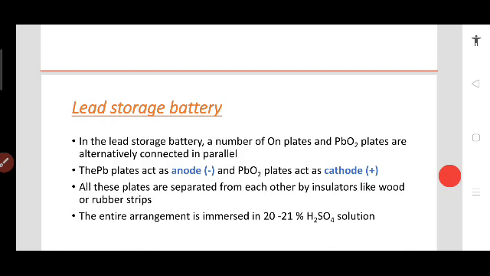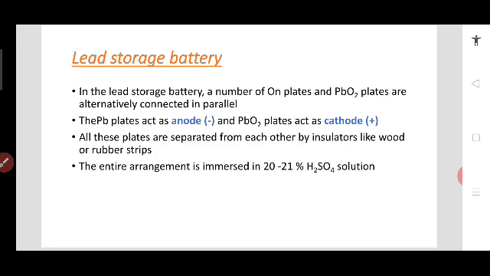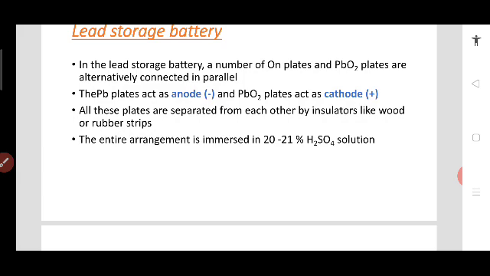In the lead storage battery, a number of Pb plates and PbO2 plates are alternately connected in parallel series. The lead plates act as anodes, which we represent with the negative symbol, and the PbO2 lead oxide plates act as the cathode. Here the cathode acts as the plus.